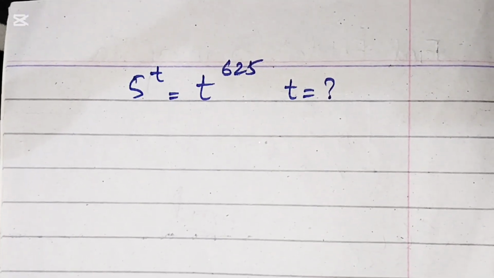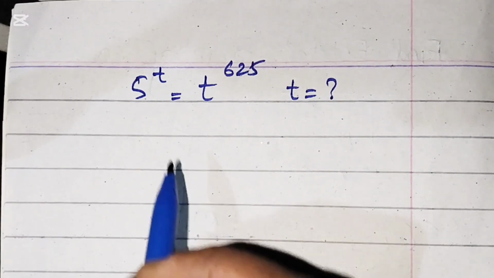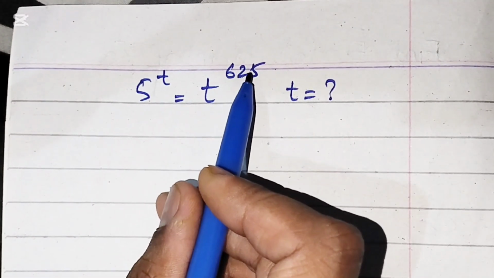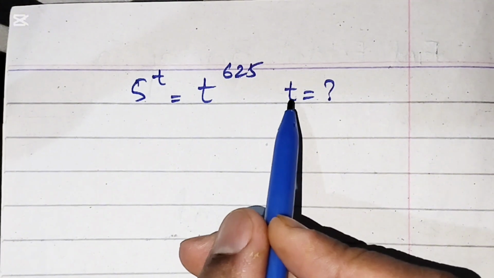In this video we will solve a nice exponential equation: 5 power t equals t power 625. We have to find the value of t.